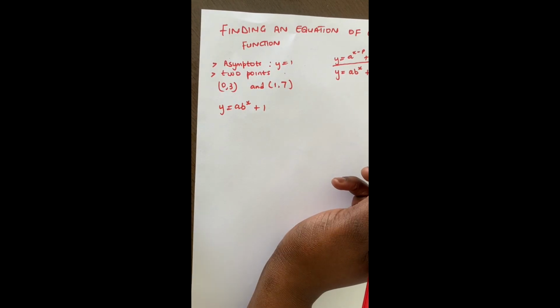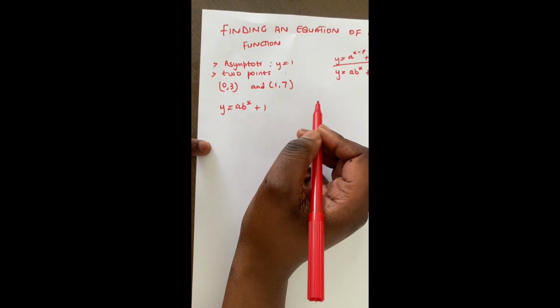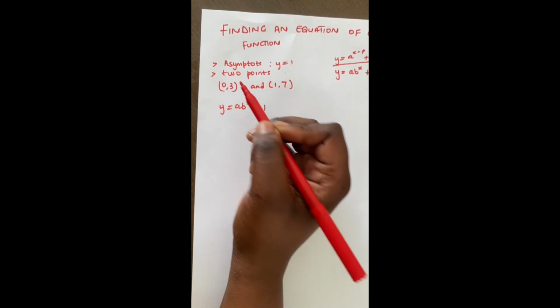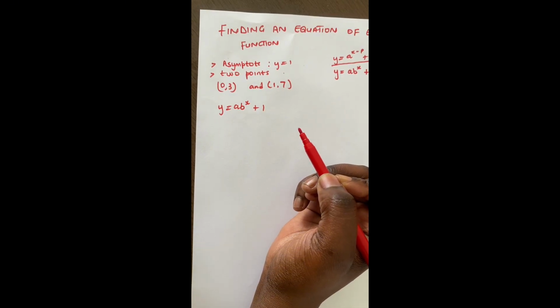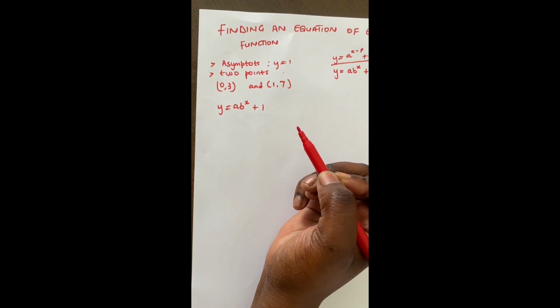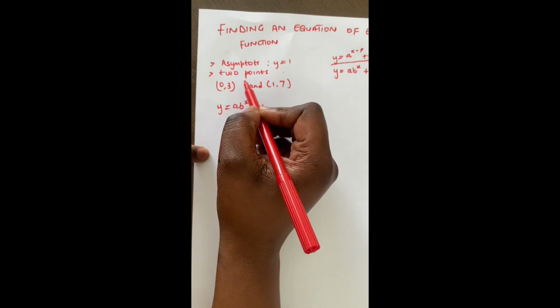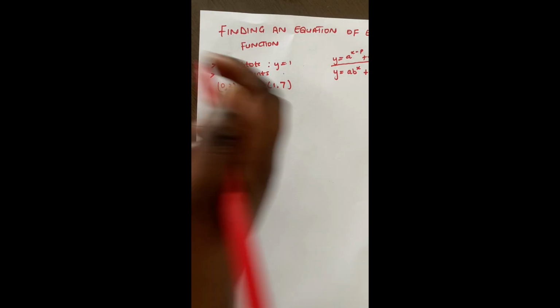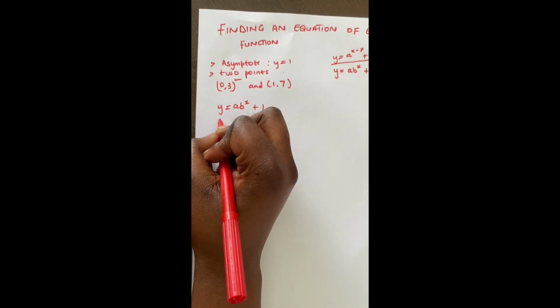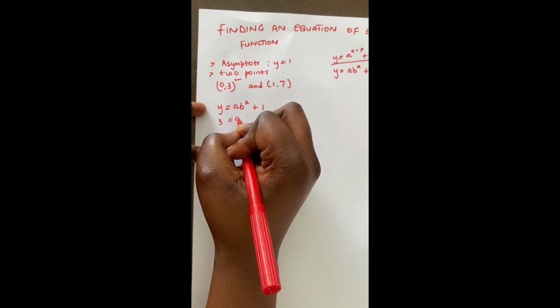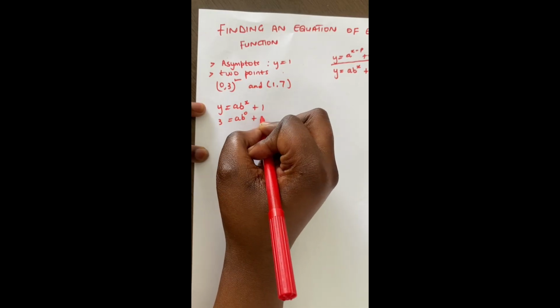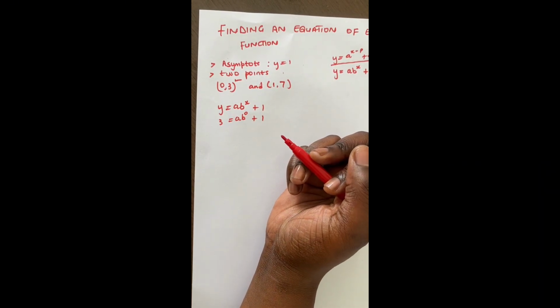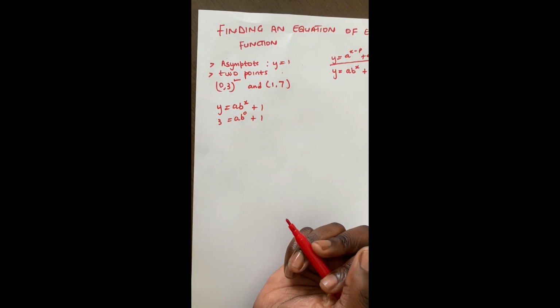I always tell my students that when you are given 2 points like this, start with the point that has 0 as your x value. Start with the point that has a 0 as your x value. Why? All right, so which point in this one? This is the point that I'm talking about. So y is equal to 3, and a, b, and x is equal to 0, plus 1.